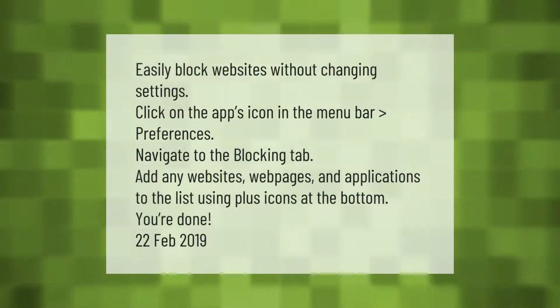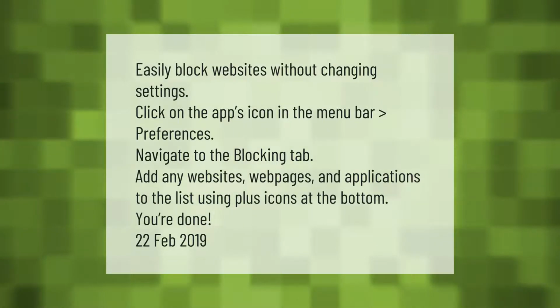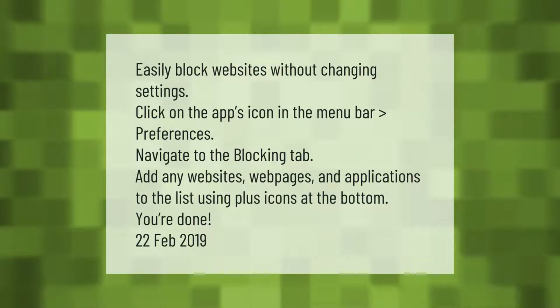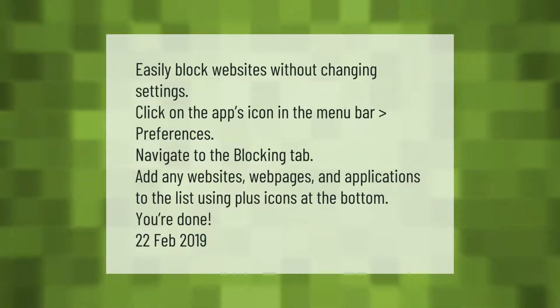Easily block websites without changing settings. Click on the app's icon in the menu bar, then Preferences. Navigate to the Blocking tab. Add any websites, web pages, and applications to the list using the plus icon at the bottom. You're done. The 22nd of February 2019.